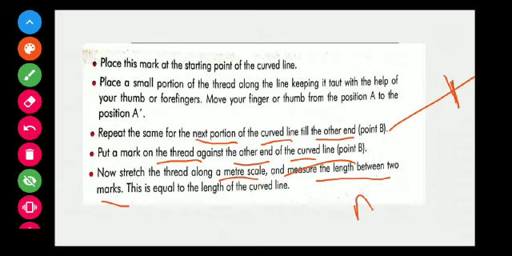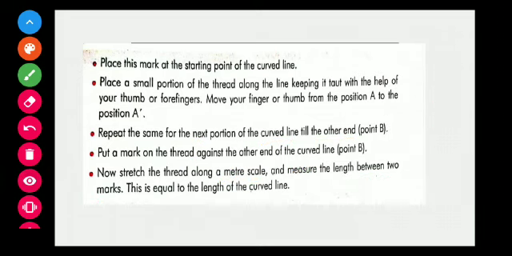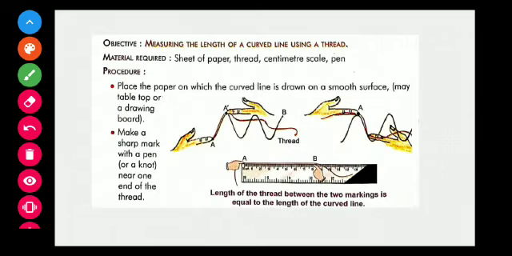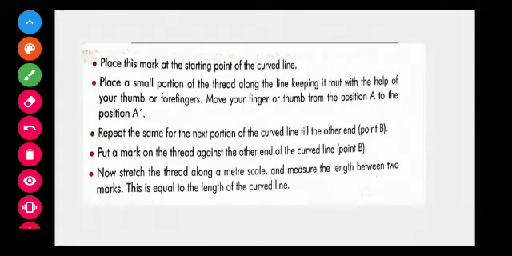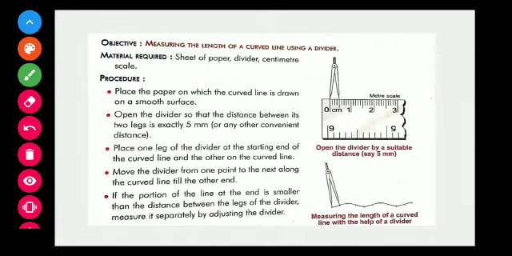Now stretch the thread along a meter scale and measure the length between the two marks. Your first mark is A and the second mark on the thread is B. Measure the length between A and B with the help of the meter scale, and this is the length of the curved line. So here we studied the method to measure the length of a curved line with the help of thread. Now there is another method to measure the length of a curved line, that is with the help of a divider.